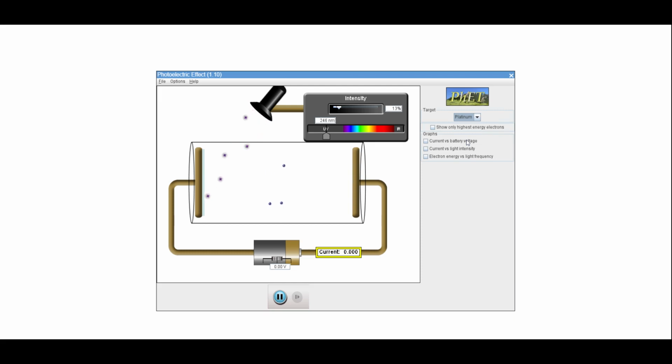Or platinum. Notice here that platinum, we don't have any photoelectrons being released. Presumably this wavelength is not enough. So if I increase the energy of the light, we will find the threshold at which photoelectrons will be released for platinum.